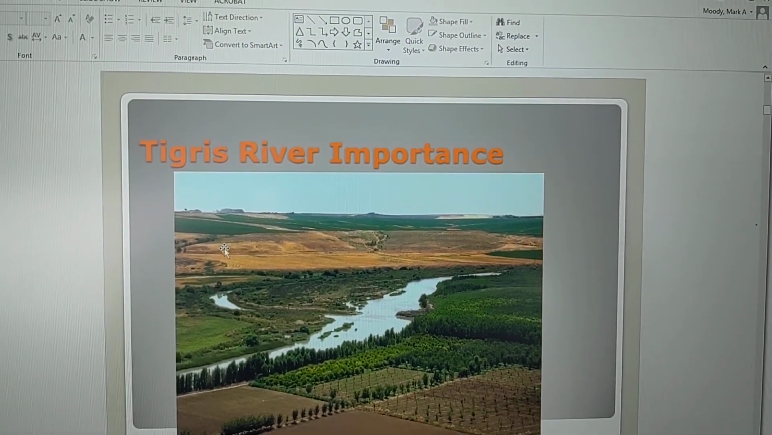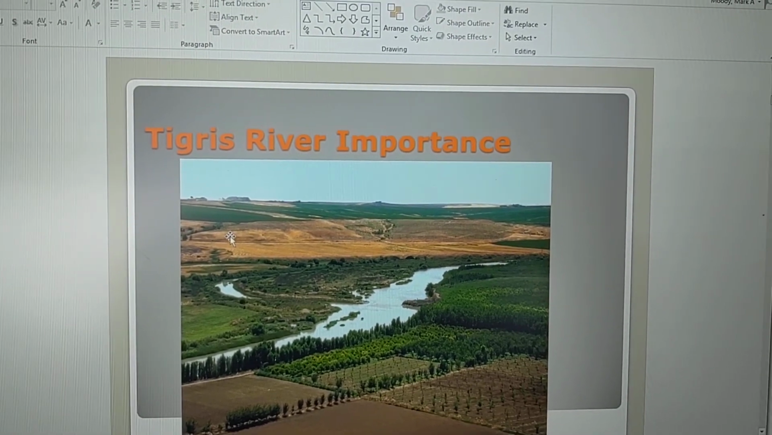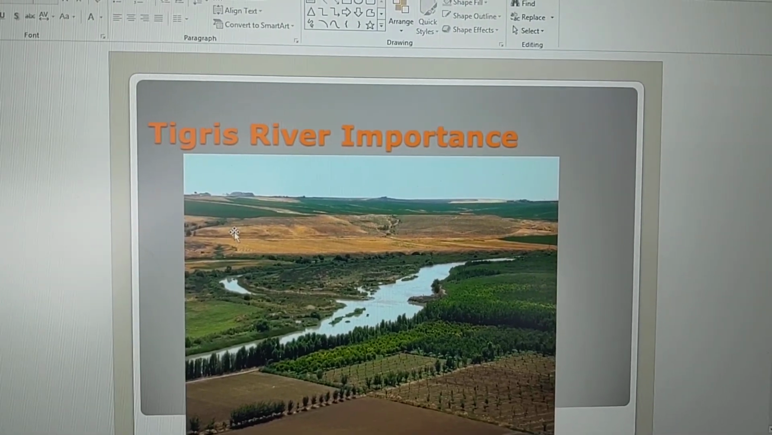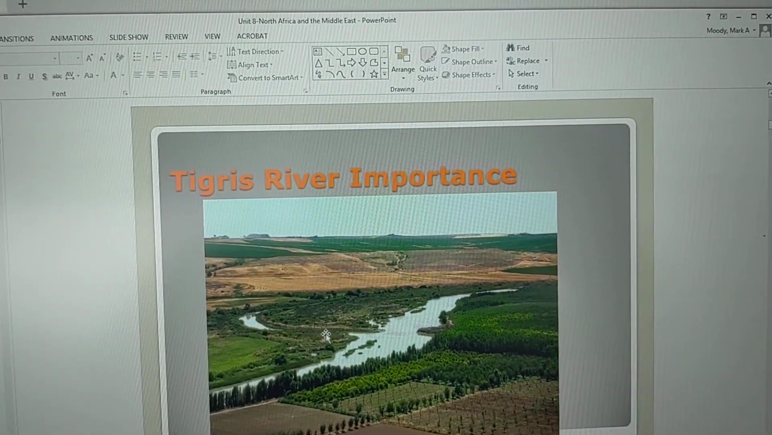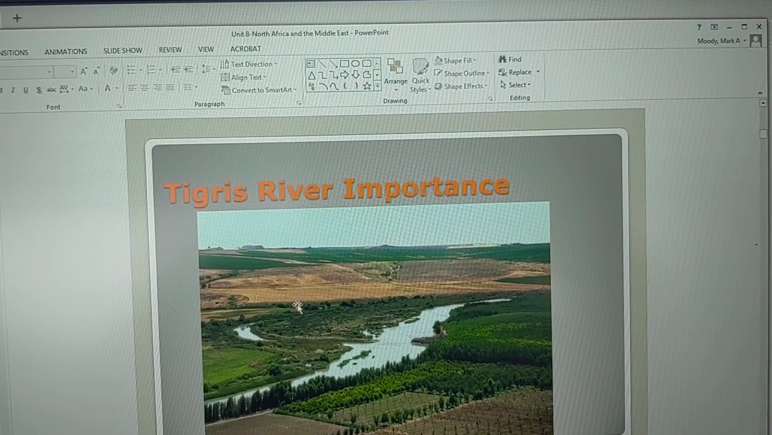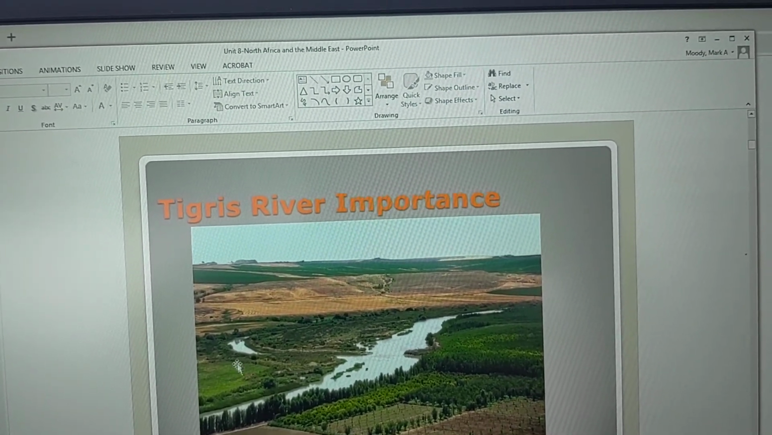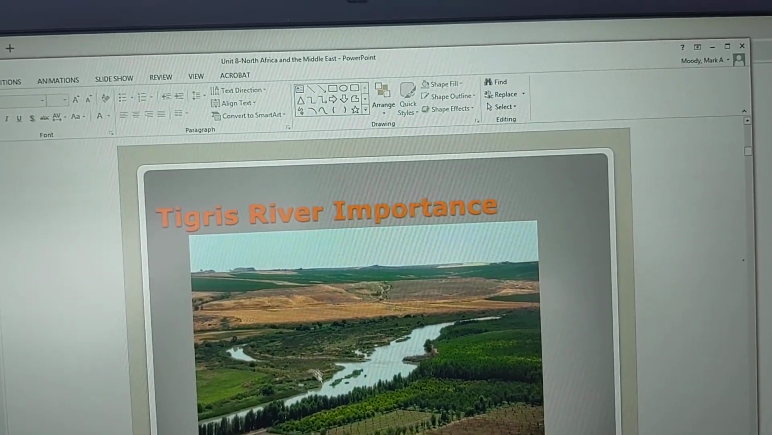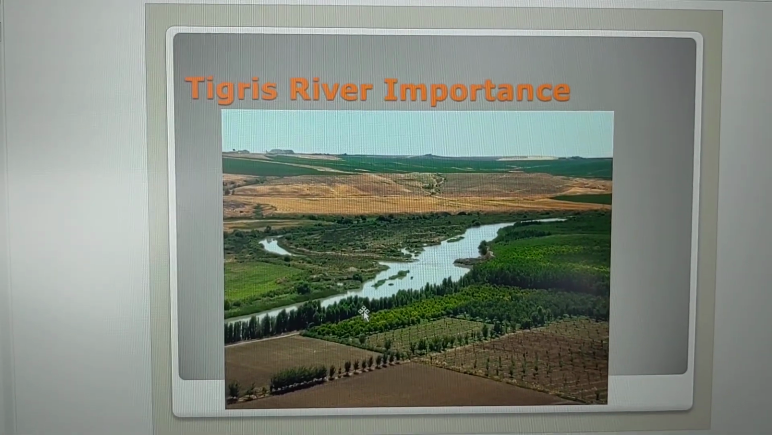This is what it would have looked like with ancient Mesopotamia. This is the Tigris River. Clearly, you can see they're making these irrigation canals right here, taking the river in order to irrigate the crops, so that they can survive. So clearly, the rivers and waterways are very important, like in the Sahara.